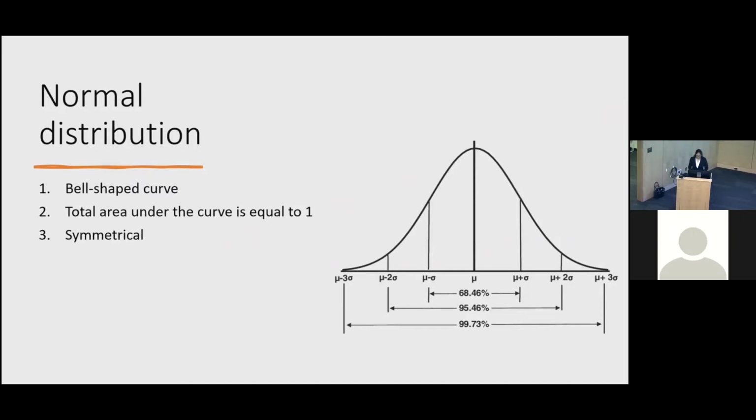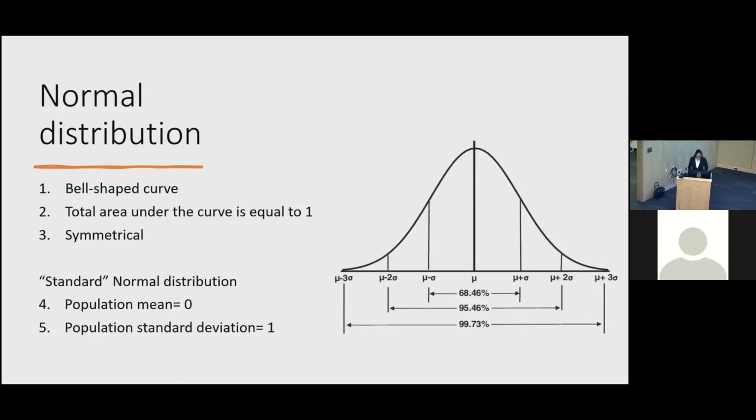Let me go a step forward and introduce you to the standard normal distribution. The standard normal distribution is all these three things plus the Greek letter mu, the population mean, which is in the center, that is equal to 0, and the population standard deviation, sigma, that is equal to 1. So these are the 5 things that constitute the standard normal distribution.